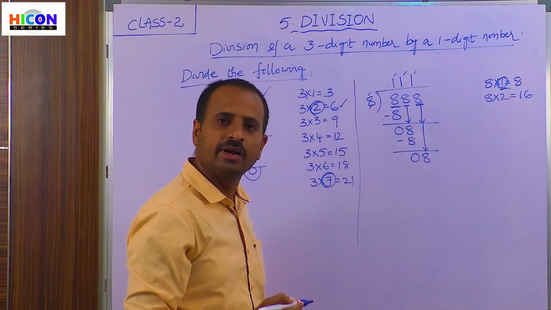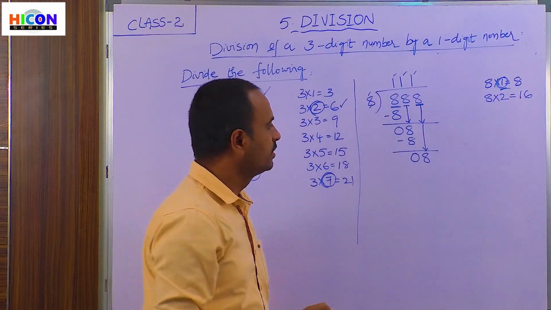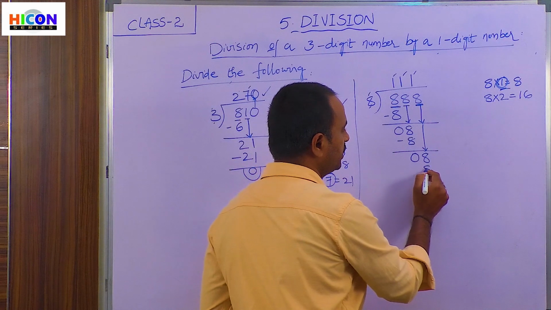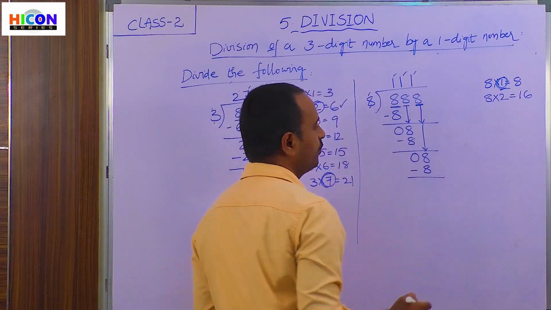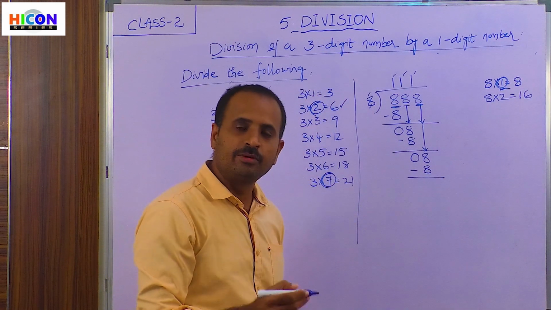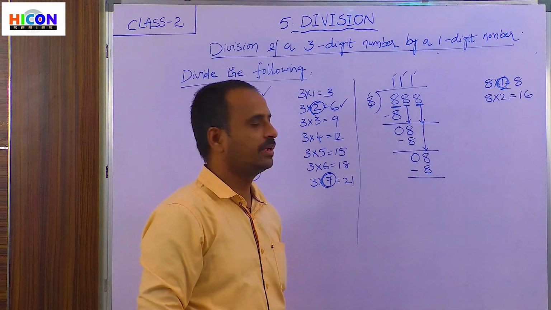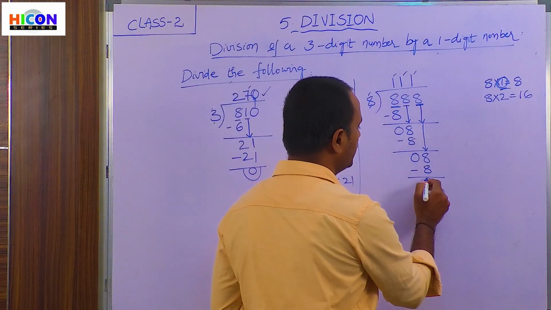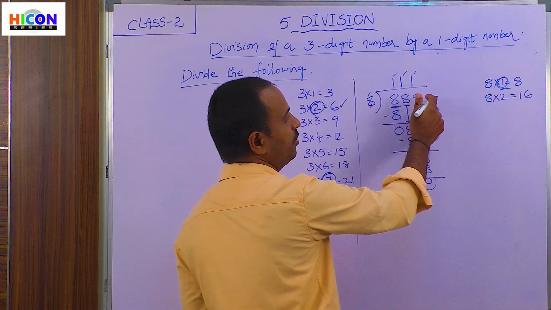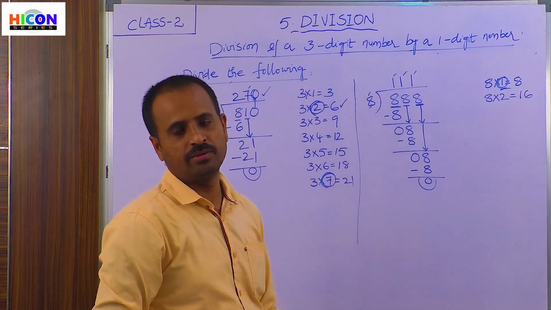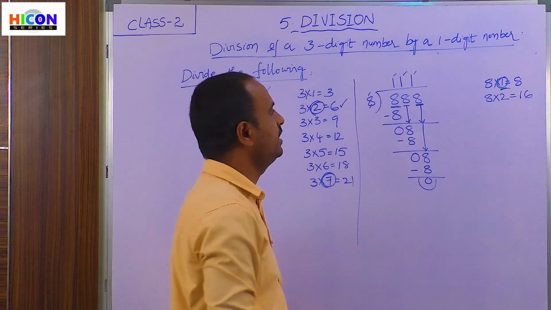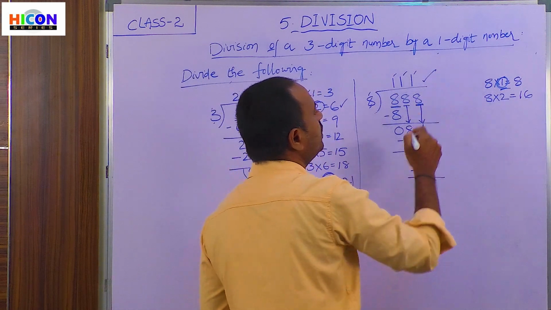Now multiply the divisor and this 1, that is 8 into 1, 8 ones are 8. So write 8 below the third digit and again subtract. What will you get? 8 minus 8 is 0. So the division is completed because there are no more digits in the dividend to bring down. What is the answer here? The answer is 111.